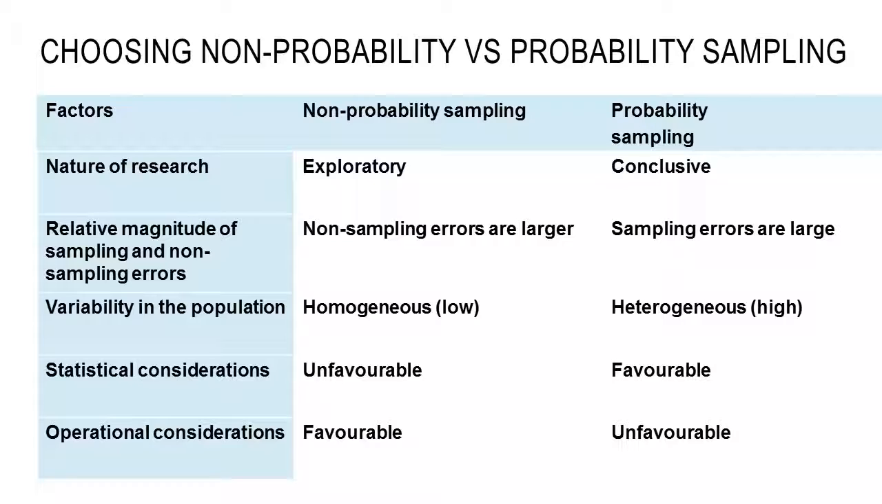Sometimes we may have 2 elements. We might be looking for interview participants. We might use non-probability sampling to try and pick some interview participants, and then probability sampling for our more quantitative questionnaire and surveying.